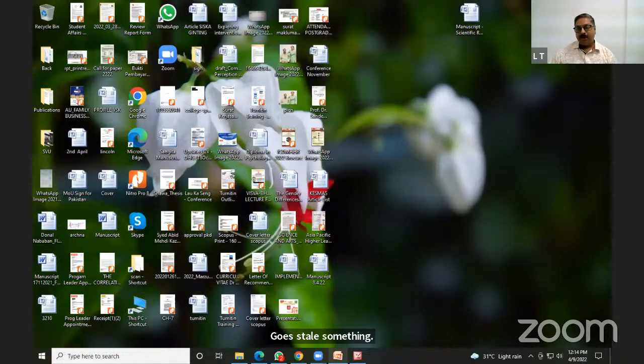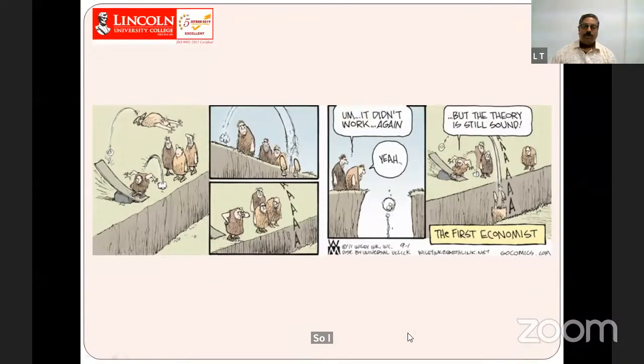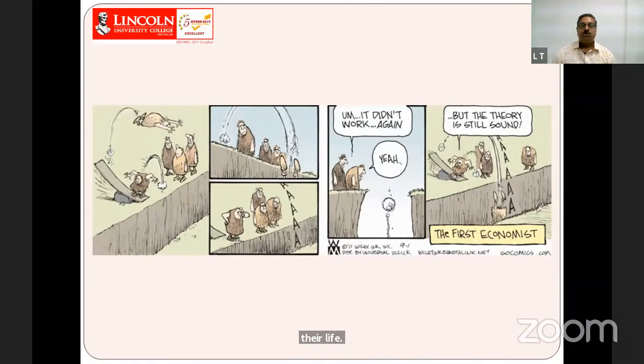As we are discussing the case study, I should tell all the participants that a case study is a single-time experiment. A case study cannot be repeated. This is the main difference. If we do this type of experiment, or any company or organization faces a problem, like in this COVID situation, many companies have faced problems, many companies have closed down, many people have lost their lives, many people became jobless.